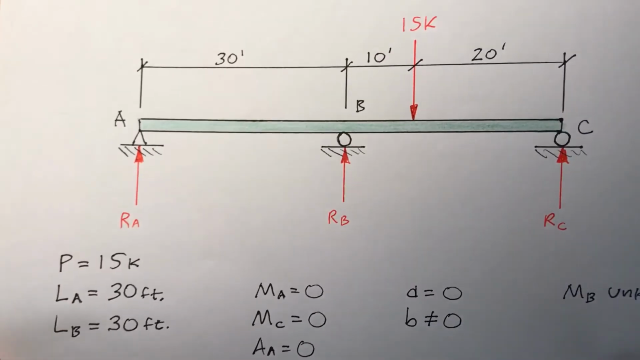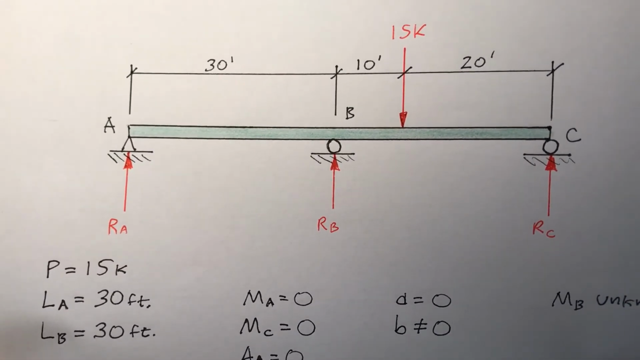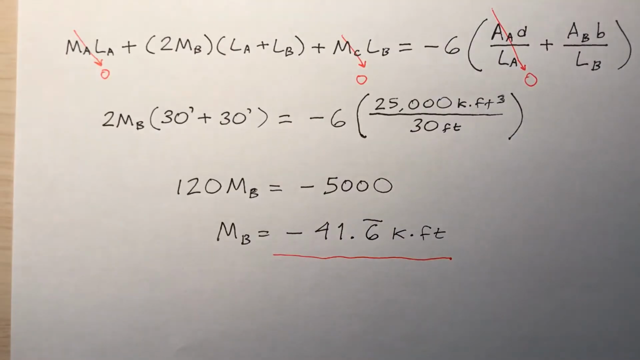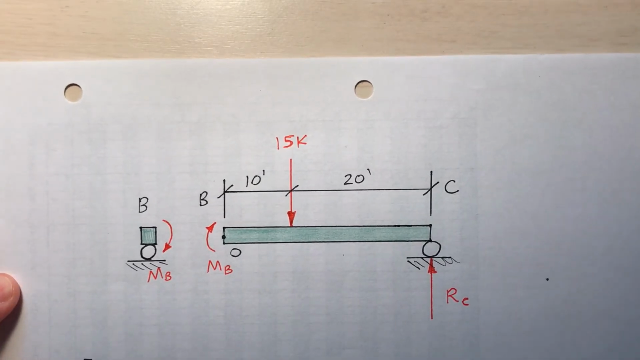Okay, well, what does that have to do with finding those 3 reactions? I want to find R sub A, R sub B, R sub C. So remember that number, 41 2/3 kip foot. Now that I know what the moment at B is, I can analyze the span BC.